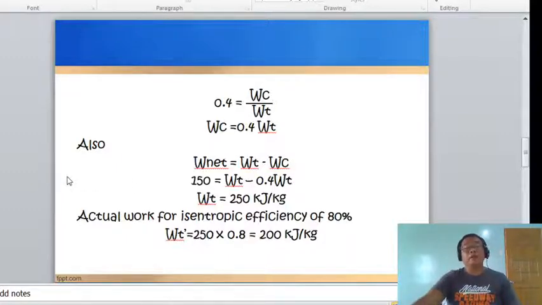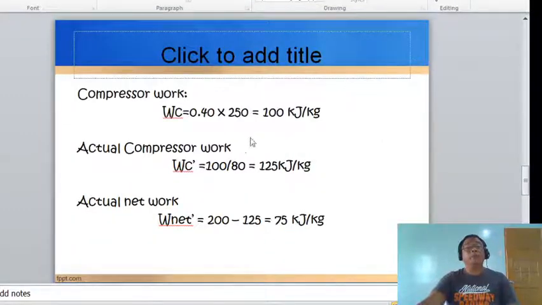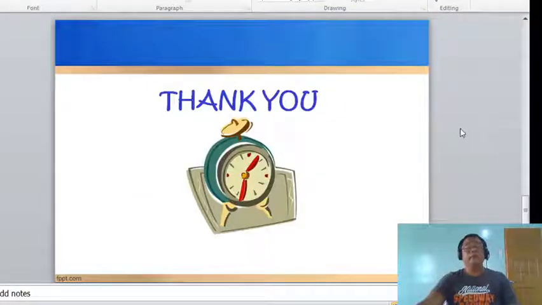So getting now the turbine work, applying the isentropic efficiency, that is equal to 200 kilojoules per kilogram. And for the compressor work, 0.4 times 250 will become 100. Excuse me. So the actual work now is 100 over 0.8, equals 125 kilojoules per kilogram. So the actual net work now is equal to 75 kilojoules per kilogram. Thank you very much, class.